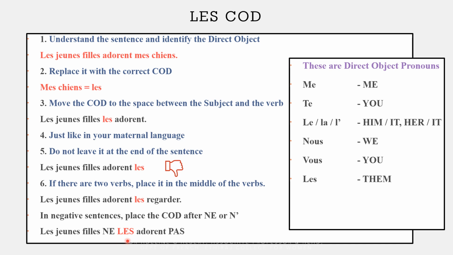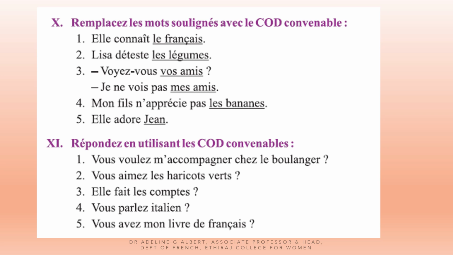Ne, pronoun, verb, pas is now your second structure that you have to remember. Ne, verb, pas. If there's a pronoun, ne, pronoun, verb, pas. D'accord? So everything becomes clearer with exercises. Let's look at these exercises. Replace the underlined words with the correct pronoun.